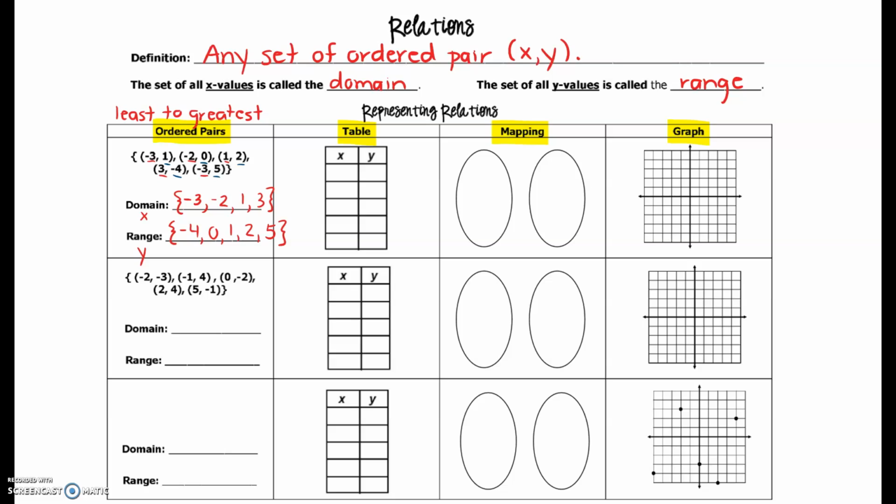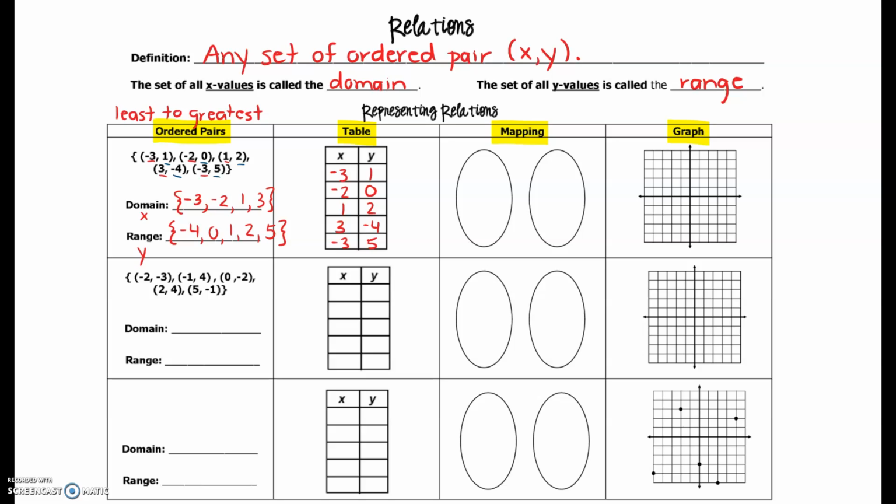Now, when we create our table, it's essentially taking the ordered pairs and just transferring them to an x and a y column. So you'll notice my first ordered pair is -3, 1. So I'll place a -3 in the x column and a 1 in the y column. Same thing for the next ordered pair. I'll place a -2 and a 0, a 1 and a 2, a 3 and a -4, and a -3 and a 5. This is just another way to represent these XY pairs if we create an XY table.